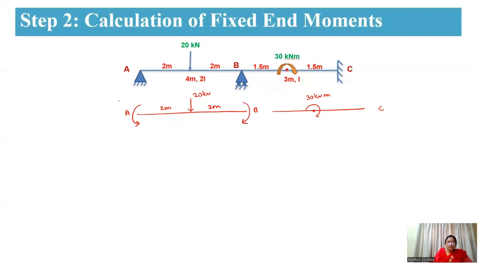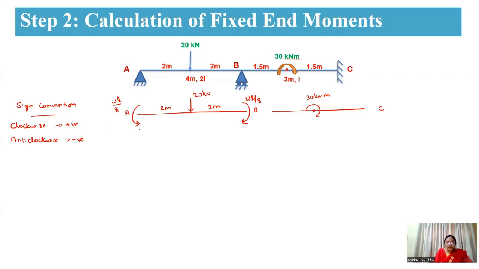This hogging moment is WL by 8 and this is also WL by 8, as it is a symmetric loading. If it is unsymmetric, the formula is going to change. In this method, you are going to take the sign convention: clockwise moments are taken as positive, whereas anti-clockwise moments are taken as negative.